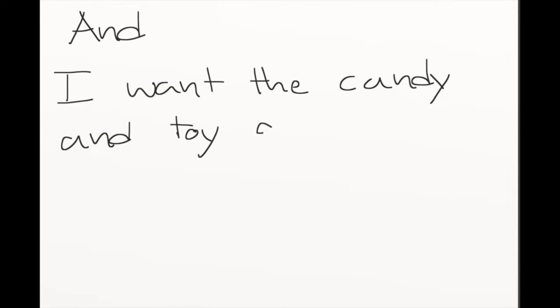I want the candy and toy and food. Okay, so you're getting this example as I'm writing this. This is how kids first learn to use the conjunction and in a list form. I want this and this and this and this and the candy and the toy and the food.